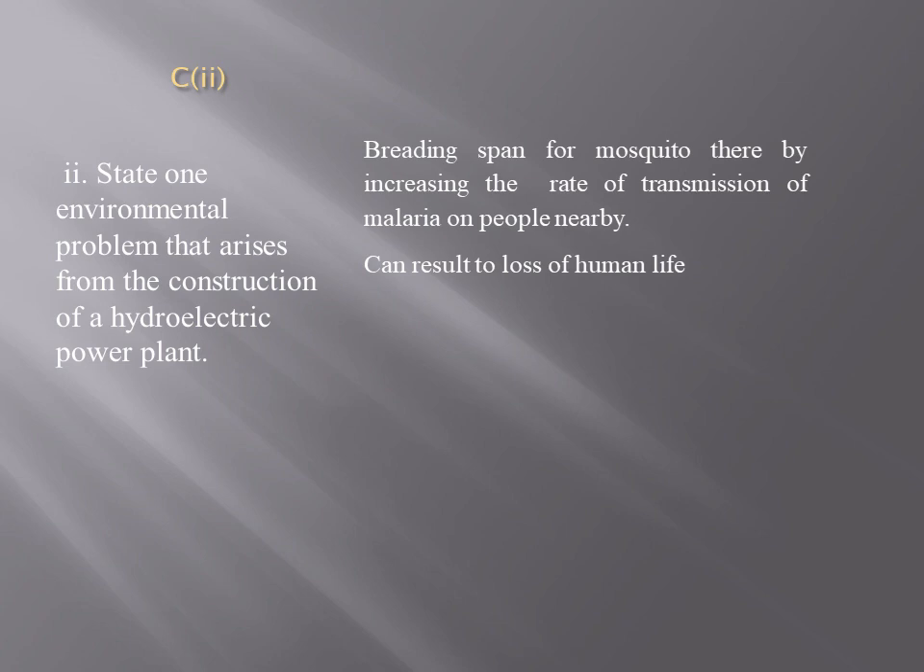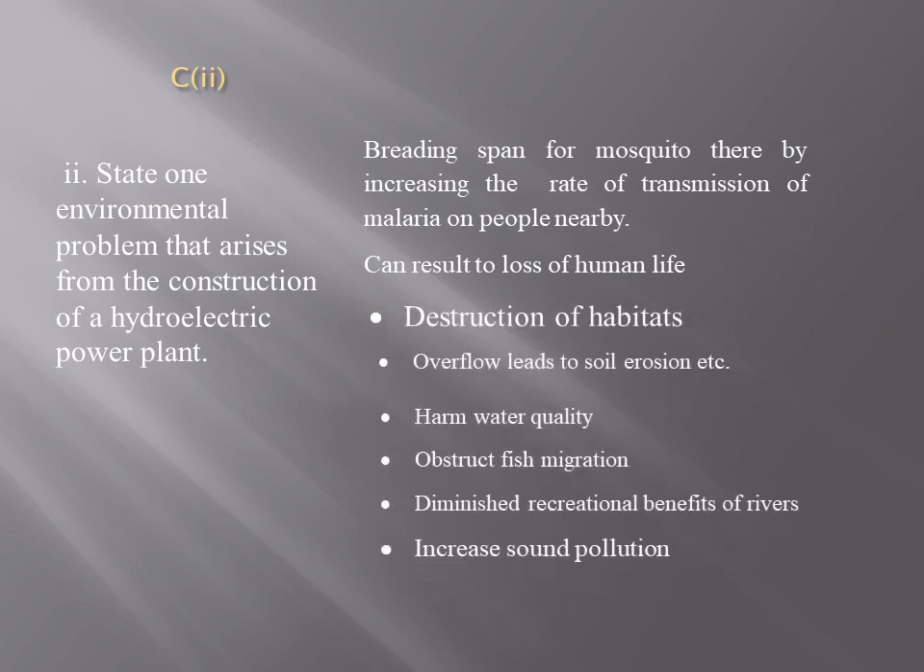We have a good number of them. Let me just release them so we can now go step by step. Now, when dams are constructed, what are the problems? The breeding span for mosquitoes increases, thereby increasing the rate of transmission of malaria on people. We will have lots of mosquitoes around the dam, and this is going to be a problem. The rate of transmission of malaria will also be increased.